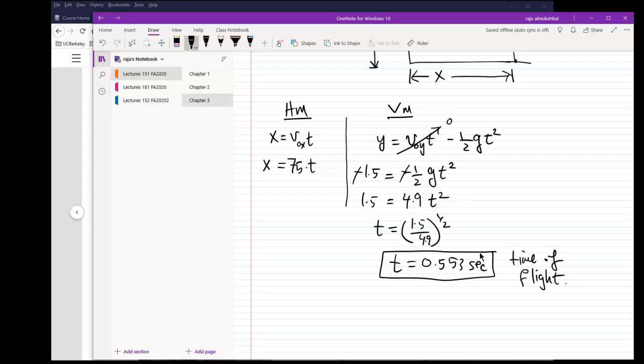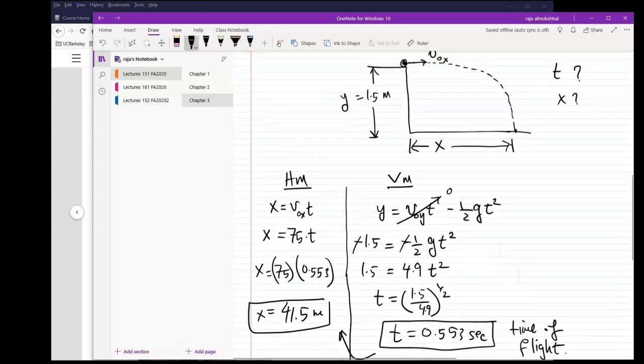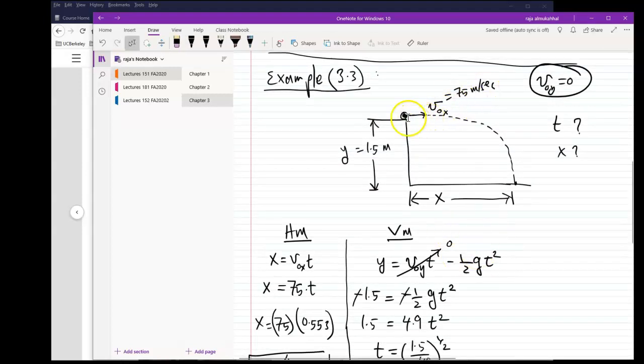Okay. Now we come to the range, right? Well, the range is x equals 75t. I have the t already. So the range in this case, 75 multiplied by 0.553. So multiply what I got by 75. The answer is going to be 41.5 meters. And there we go. So in other words, the projectile, here is the projectile. The time of flight of the projectile is 0.553 seconds, almost half a second or so.